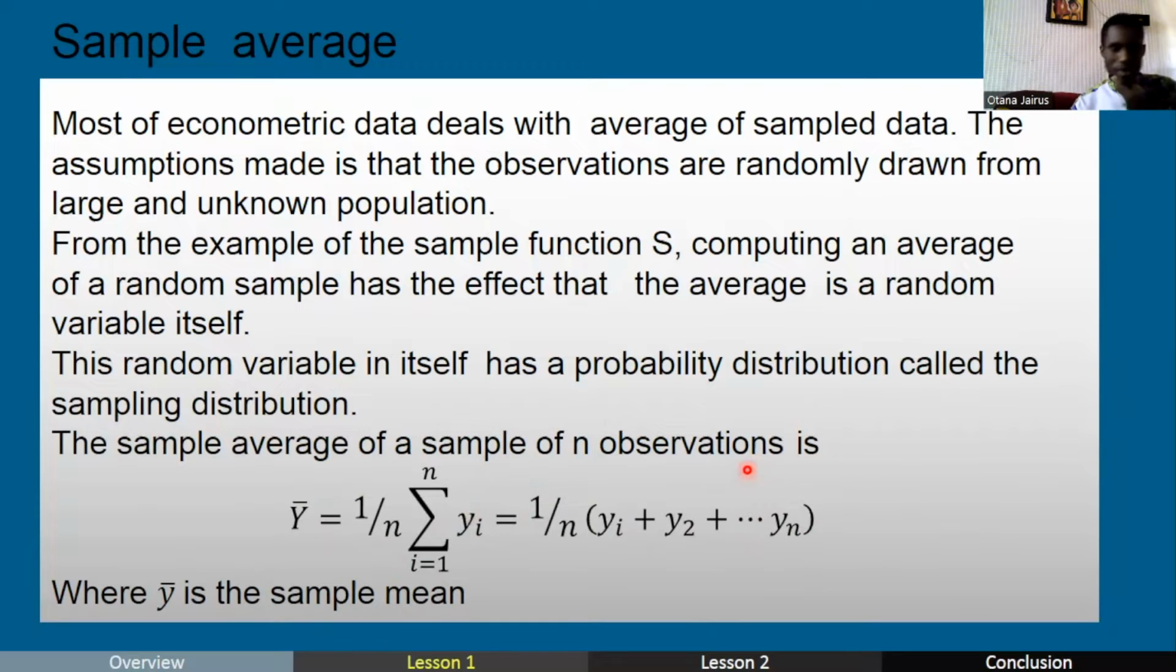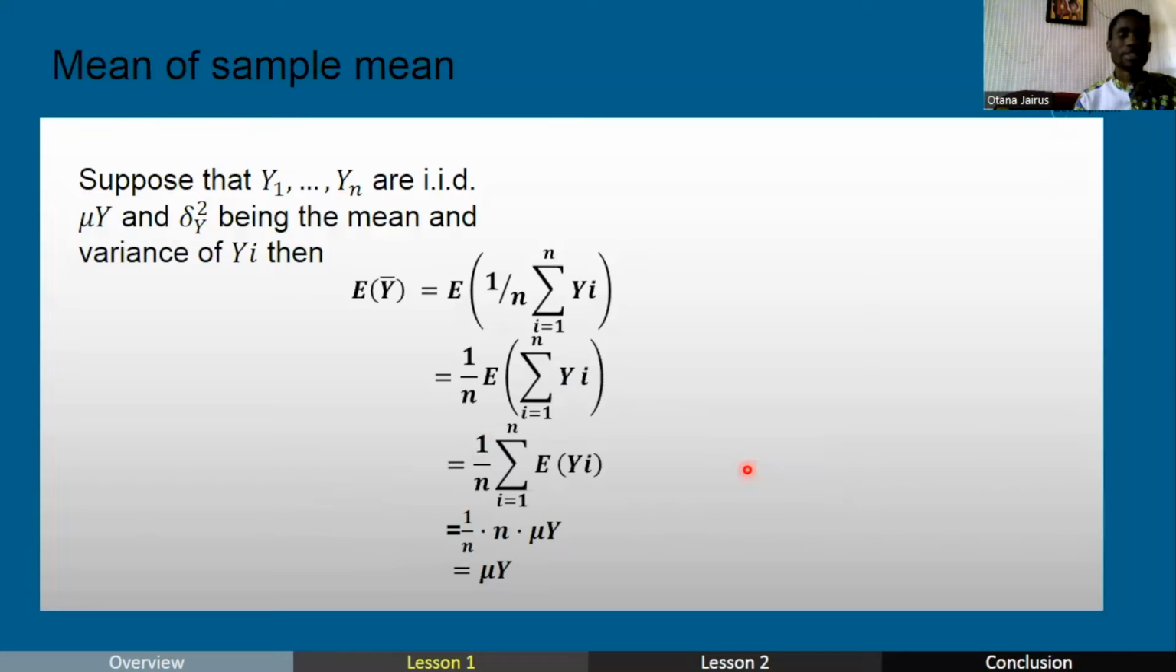So let us go now to look at the sample variance. Okay, before the sample variance, let us talk about the mean of the sample mean. Suppose that Y1 all the way to Yn are IID, independent and identically distributed, where mu y is the mean and sigma squared y is the variance.